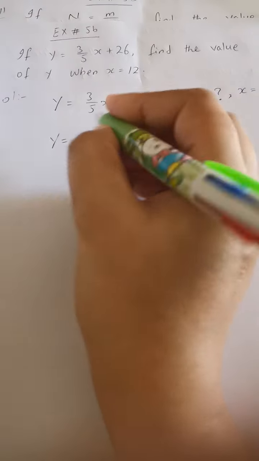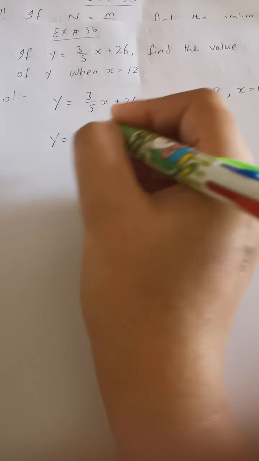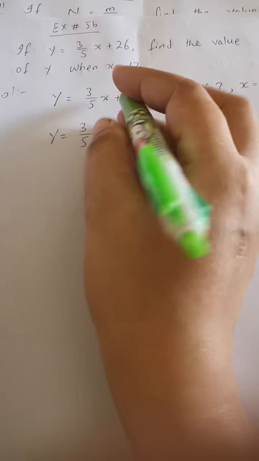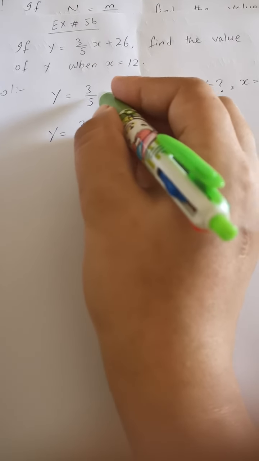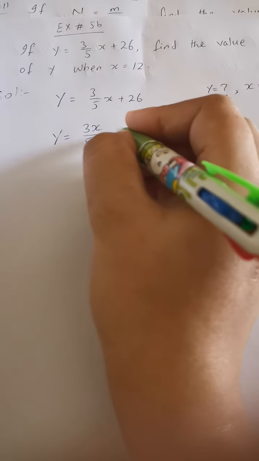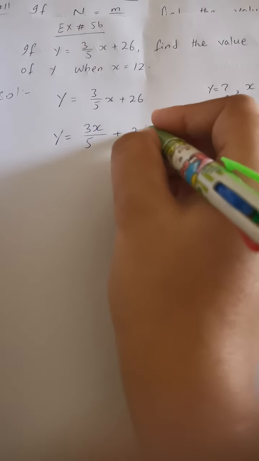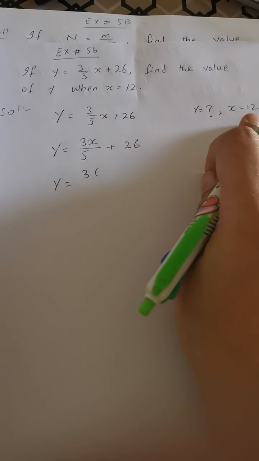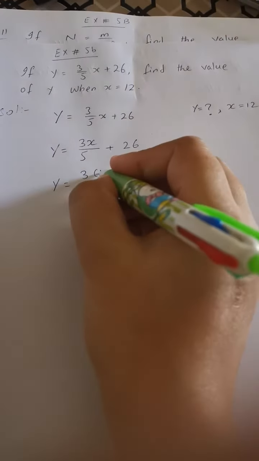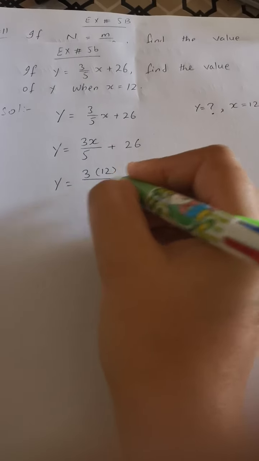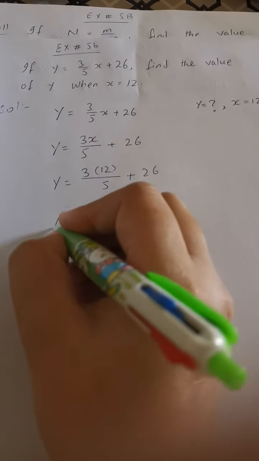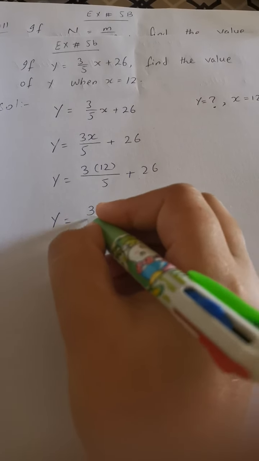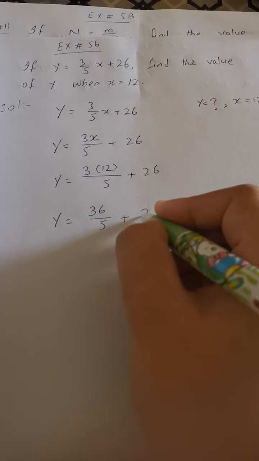Y is equal to 3 over 5. What is the x value? 12. First of all, no number sign is written between the variables. It means this is a multiplier. Plus 26. Okay. So y is equal to 3. What is the value of x? 12. It is given in the question. Over 5 plus 26. So y is equal to 3 twelves, the 36 over 5 plus 26.